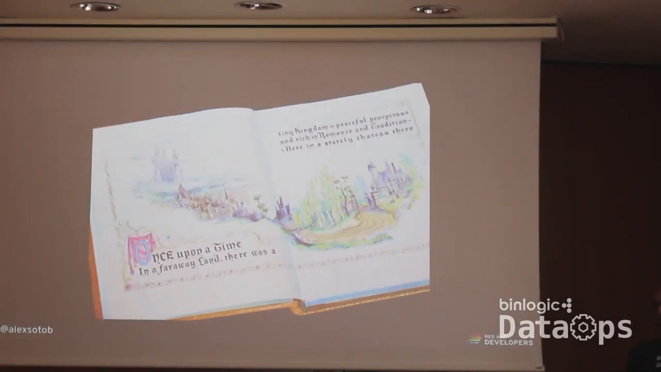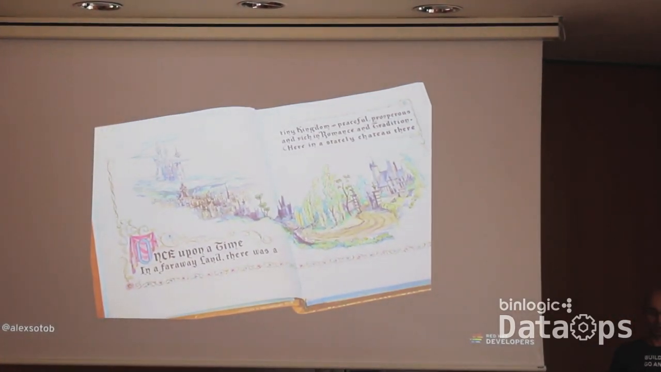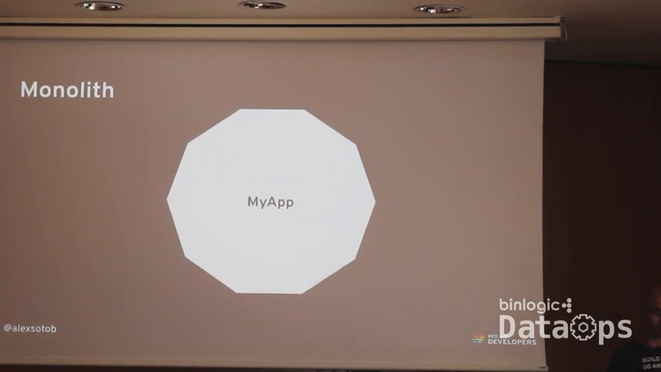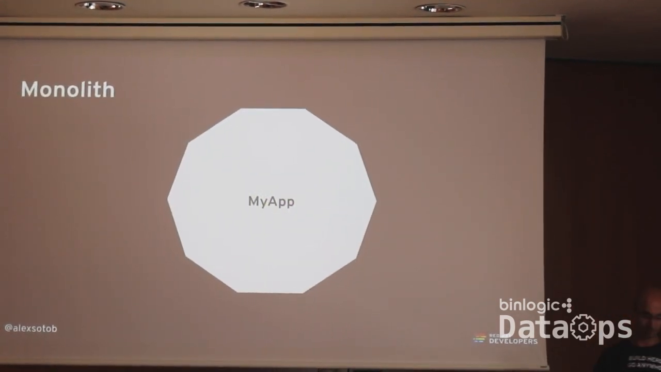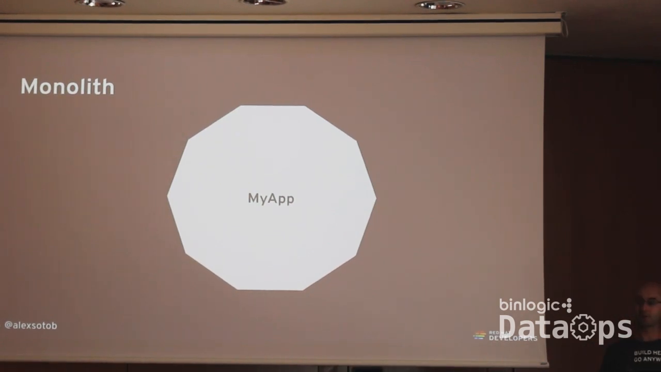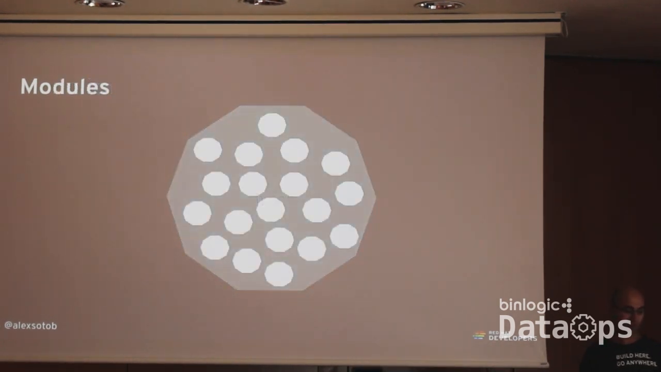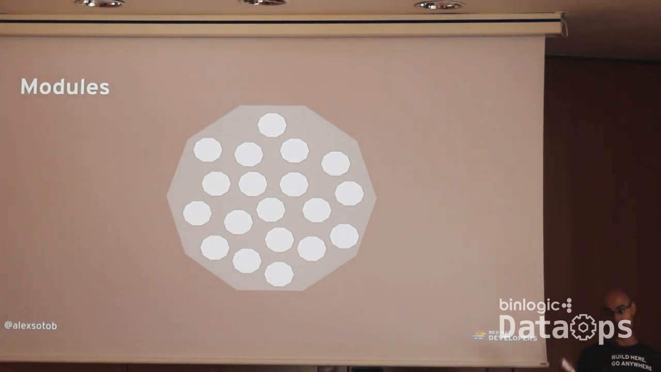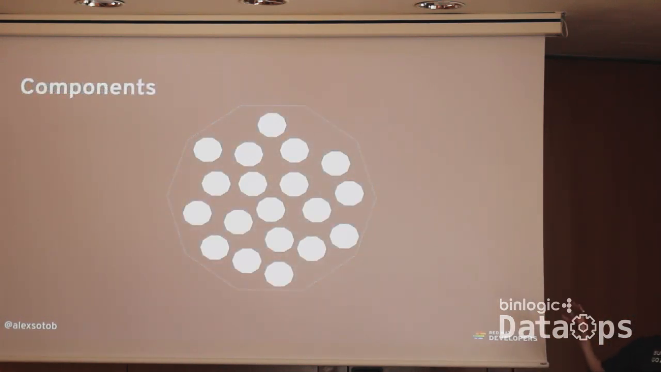Some years ago, now it seems like ages, we developed something like that, right? We have our monolith, which was our application, but of course our application was containing some modules. There are several modules, and inside these modules they have some components. So basically we have a really big application that contains some modules, and inside these modules there are some components.